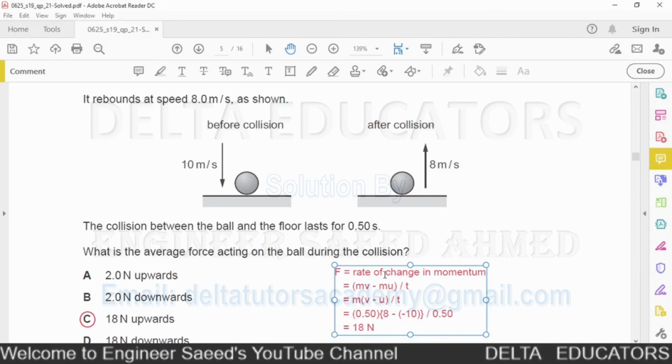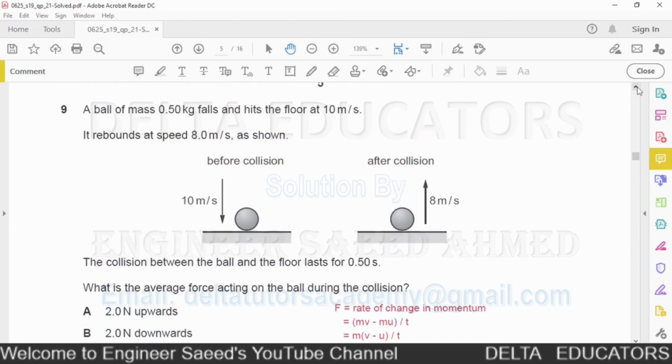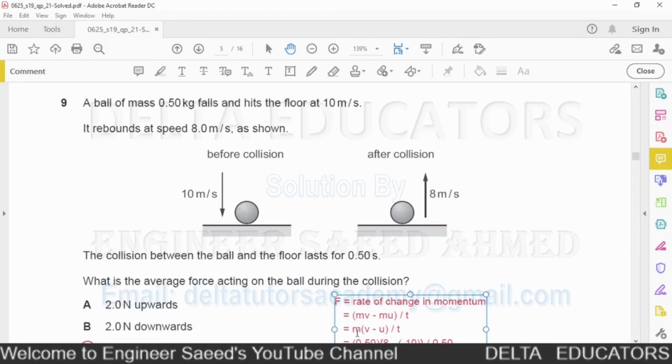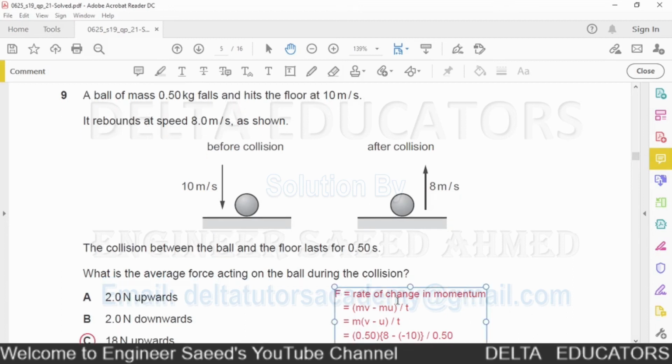Now here m is common. So this equation can also be written as m, in brackets v minus u, divided by t. Now m is mass. Mass is given as 0.5 kilogram. So in place of m we can write 0.5. Now the value of v. v is the final velocity, which is given here as 8 meters per second.